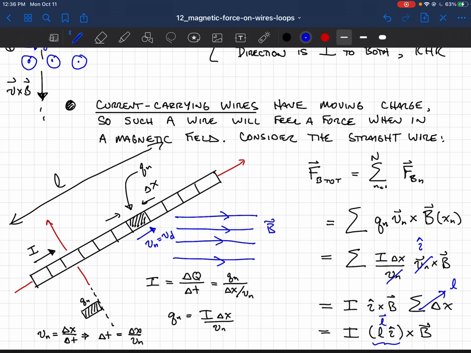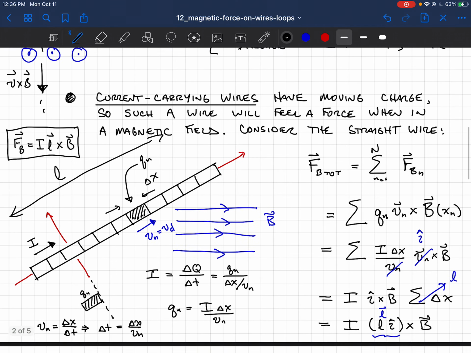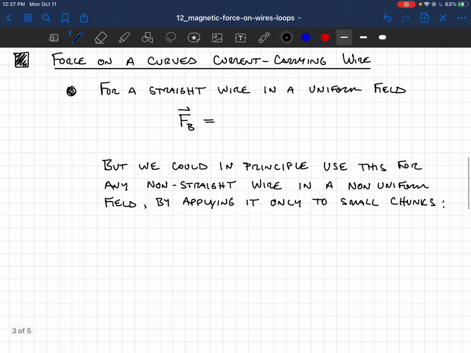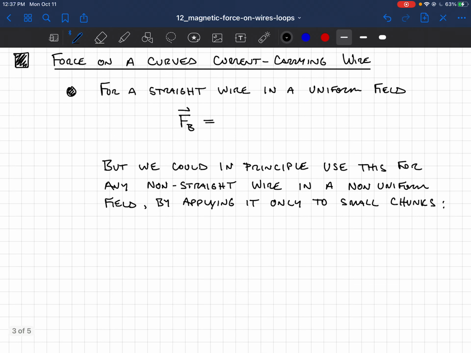So we get a new equation, the one that we introduced last time, which is the force on a current-carrying wire is IL cross B, where L is a vector that points in the direction of the current, and B, of course, is the magnetic field vector. That's what we're going to use today, although we're not going to apply it to a long straight wire. We're going to apply it to little chunks of wire, just like we did just now. So let's look at how this is going to work.